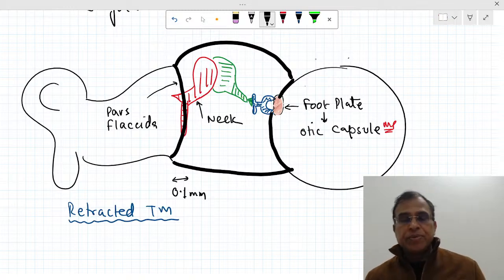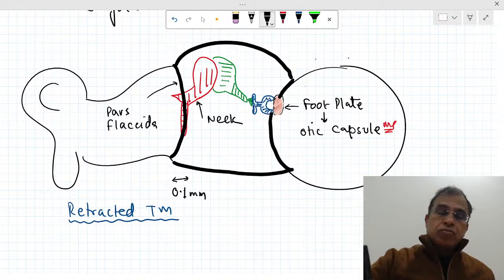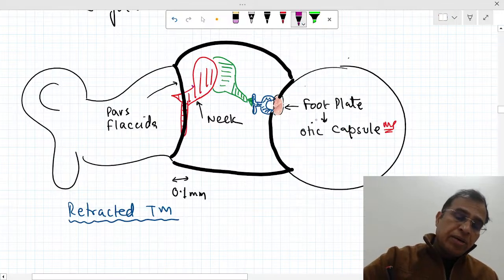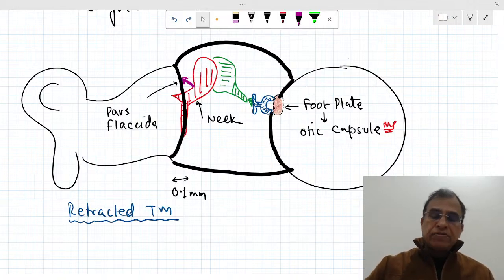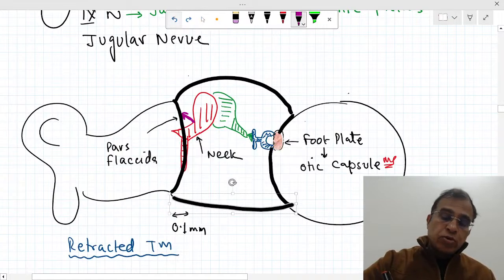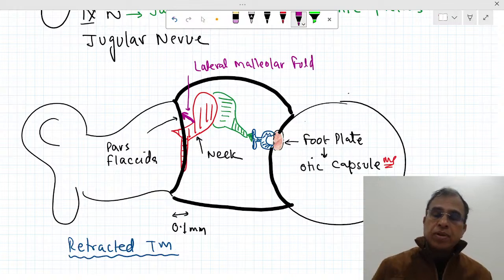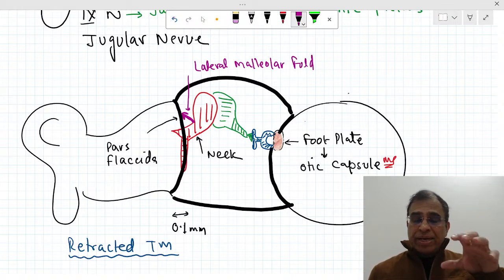You know this, right? Now from the neck of the malleus to the pars flaccida of the tympanic membrane, there is a membrane running, a ligament which goes like this, in this direction. Because this membrane is from the malleus and is going laterally toward the tympanic membrane, it's called lateral because the direction is lateral. Because it comes from the malleus, it is malleolar fold.